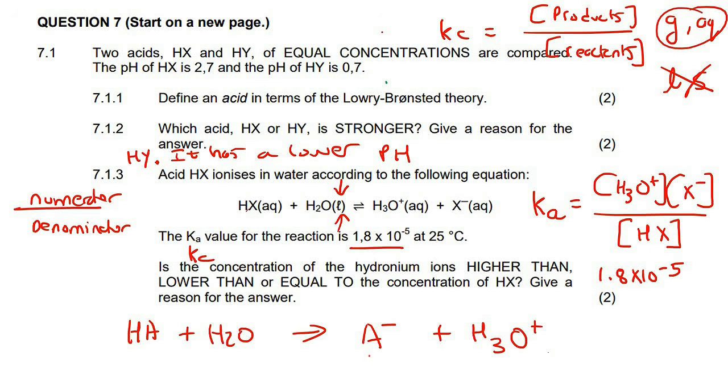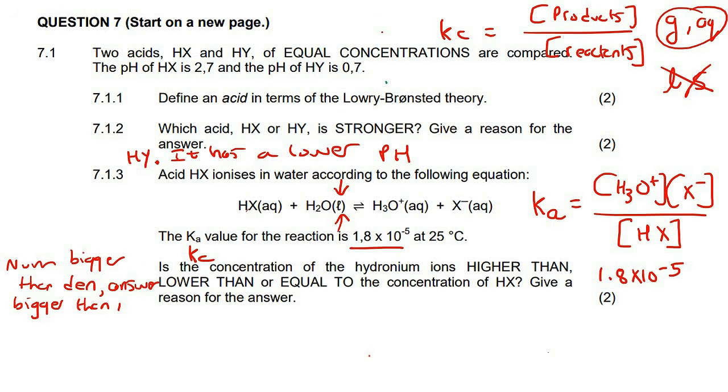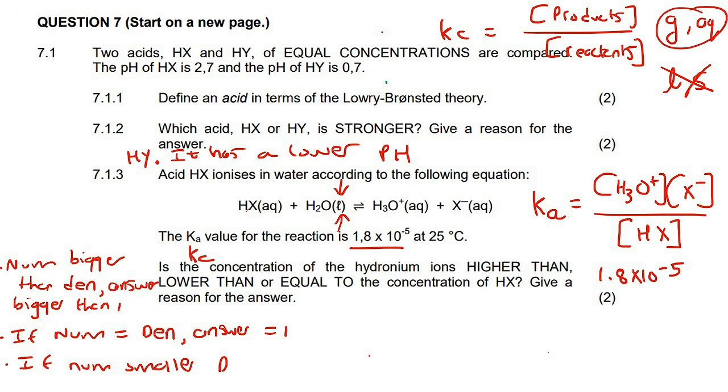So remember that. Let's write it in normal English. If your numerator is bigger than your denominator, then your answer is bigger than 1. If your numerator is equal to your denominator, then your answer will be equal to 1. And if your numerator is smaller than your denominator, then the answer will be less than 1. That's just how fractions work.